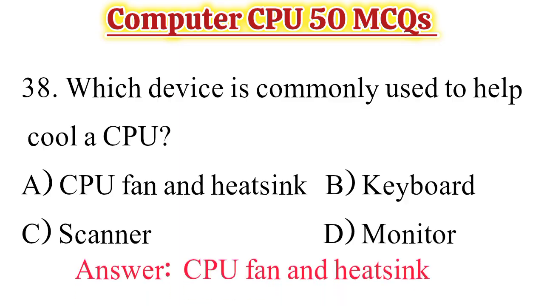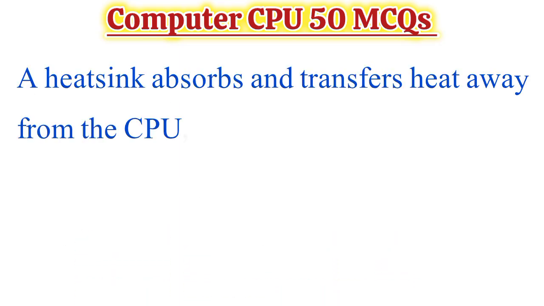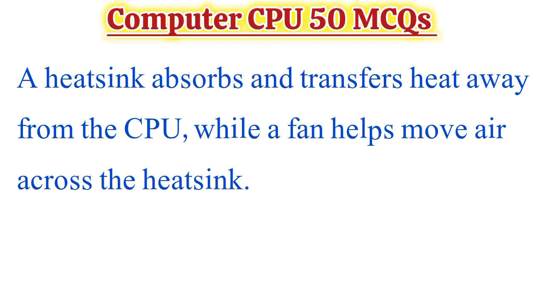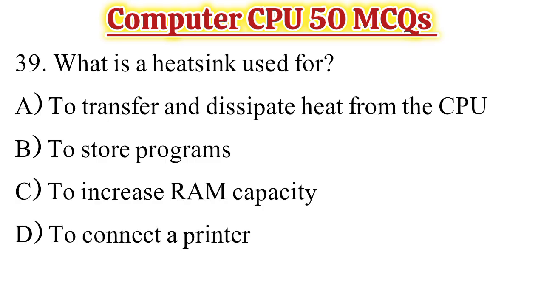Answer: CPU fan and heatsink. A heatsink absorbs and transfers heat away from the CPU, while a fan helps move air across the heatsink. 39. What is a heatsink used for? A. To transfer and dissipate heat from the CPU. B. To store programs. C. To increase RAM capacity. D. To connect a printer.